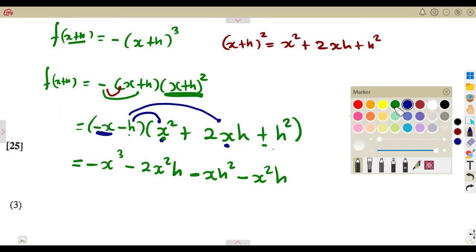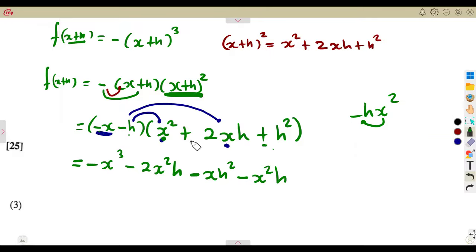So what are you going to have there? Minus and a plus. That's minus. So it's going to be 2x h squared. You do the same, minus h and the plus h squared, which is minus h to the exponent of 3.